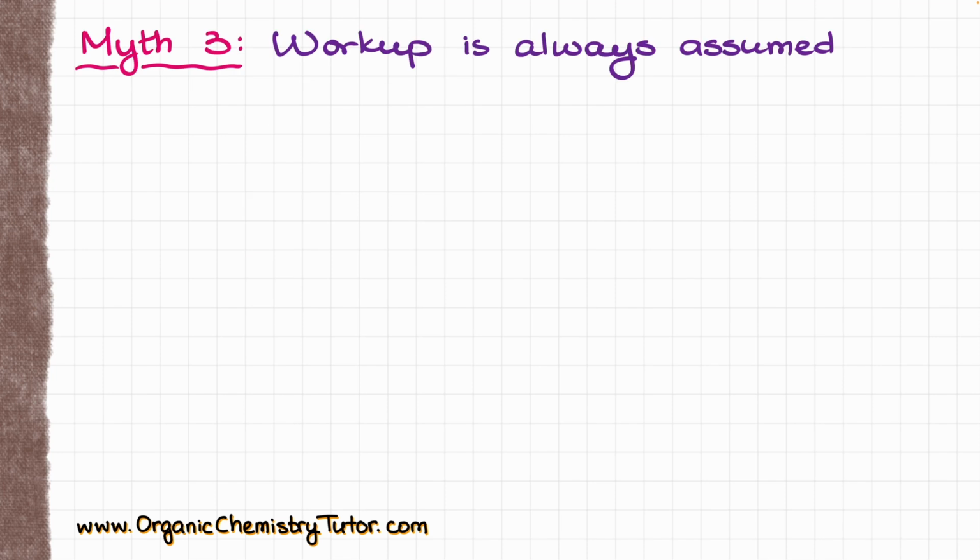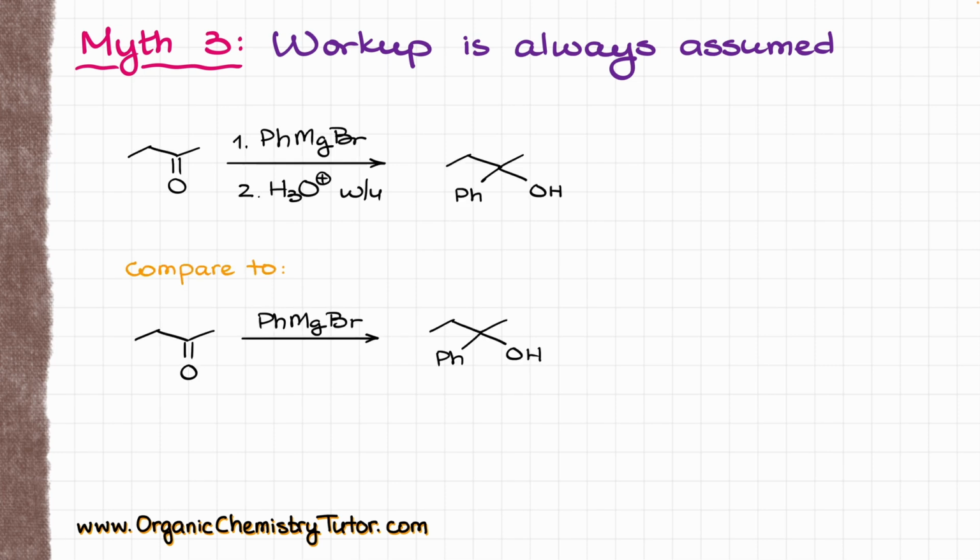And talking of workups, the other common misconception that I see is that students often think that workup is always assumed. So if I look at the Grignard reaction, in the first case I did explicitly show the workup step over here, while in my second reaction I did not show anything, and yet in both cases I ended up with the same product. Well, the big difference here is that in the bottom example, the workup is assumed, and some instructors are going to assume the workup. However, that is not the default option, so to speak.